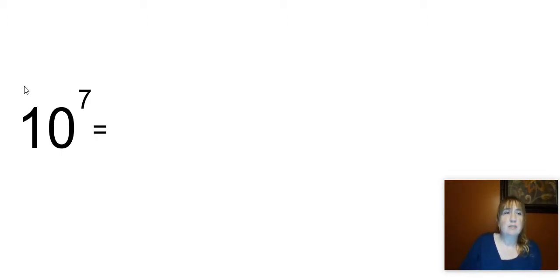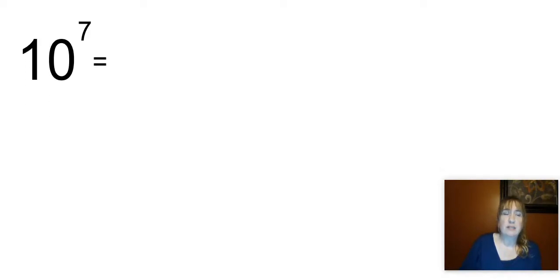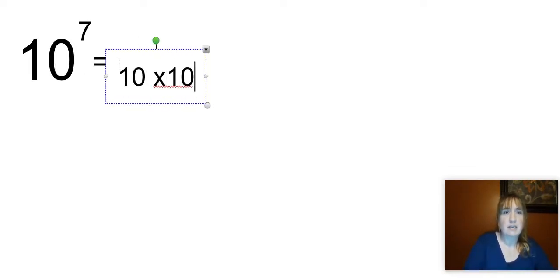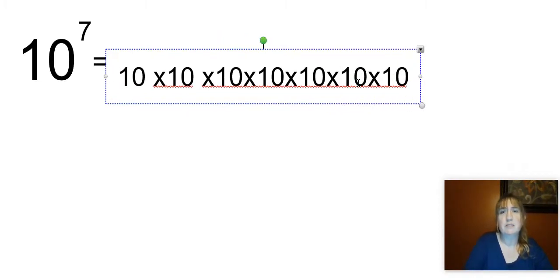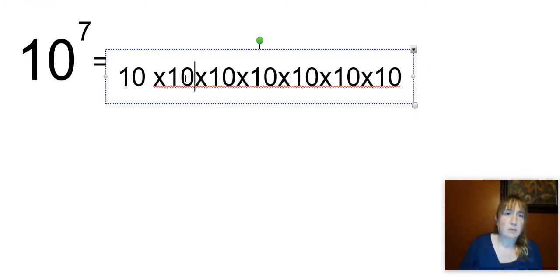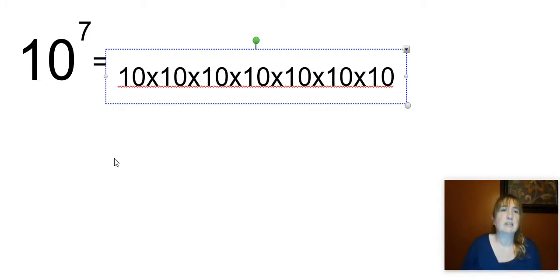Let's look at another example. If I have 10 to the power of 7, or 10 to the 7th power, once again, this is a power of 10. And the 7 tells us how many 10s we need. So I need 10 times 10 times 10 times 10 times 10 times 10. How many do I have? 1, 2, 3, 4, 5, 6. Oh, one more, times 10. So I need 7 tens: 1, 2, 3, 4, 5, 6, 7. So 7 tens multiplied together.